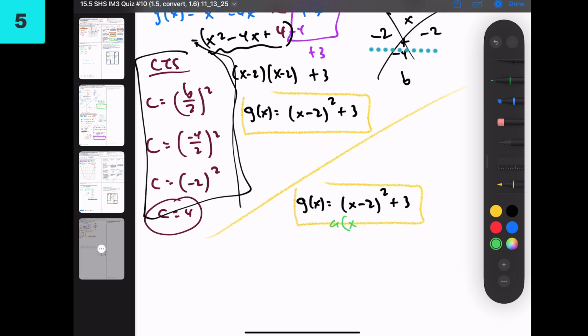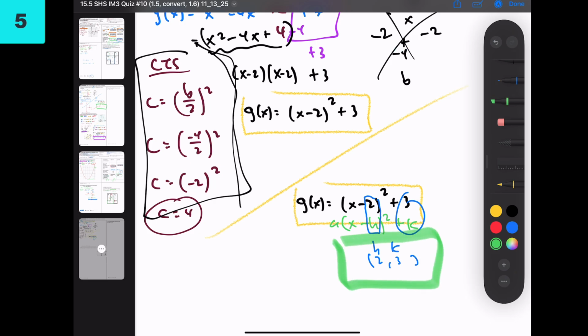And then you just write vertex form above or below it. You can see that your H value, pay attention, is 2. Your K value is 3. That's your answer.